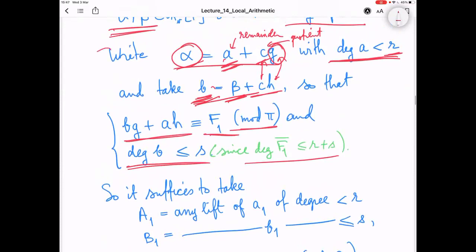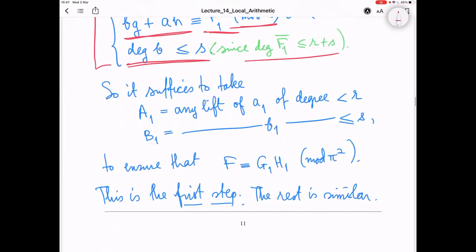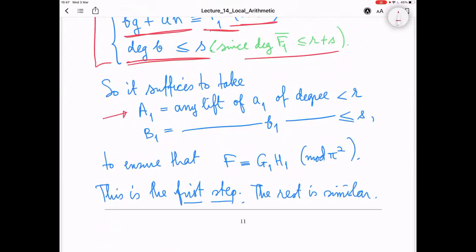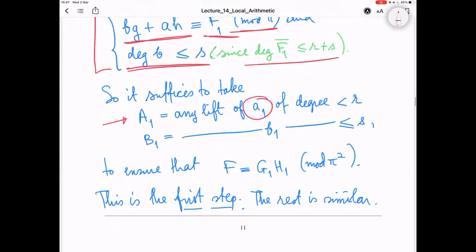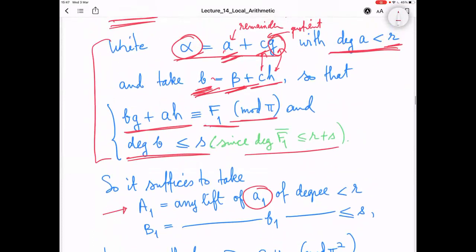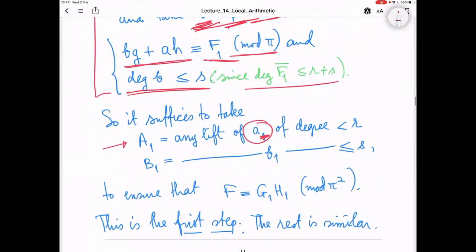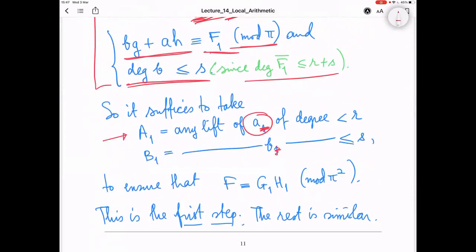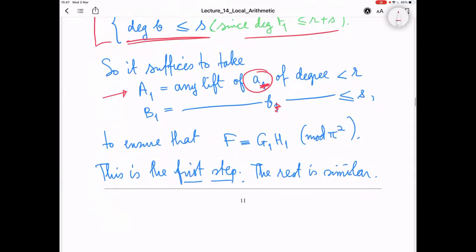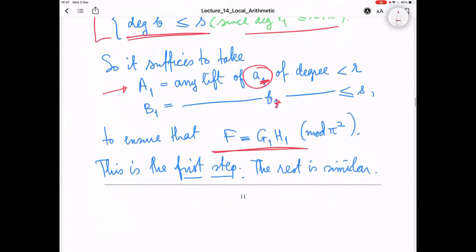Okay, so there are some small check-ins which you need to do in order to justify everything. Now you take a1 to be any lift of a of degree strictly less than r, and take b1 to be any lift of little b of degree less than s. That will ensure that f is congruent to g1 times h1 modulo pi squared. So this is the first step.